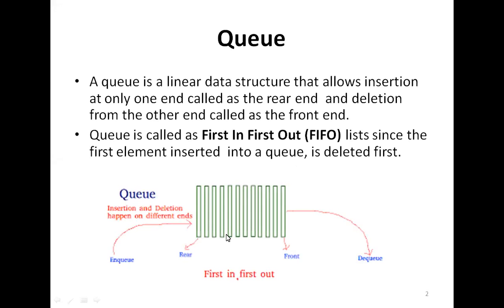You can see in this diagram, this is the queue and this is the front end, this is the rear end or back end, and insertion can be done at the rear end only. Insertion can only be done at the rear end, and deletion can only be done from this front end. This insertion operation is known as NQ, and deletion operation is known as DQ.